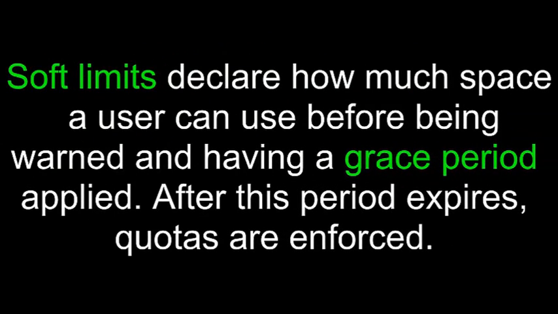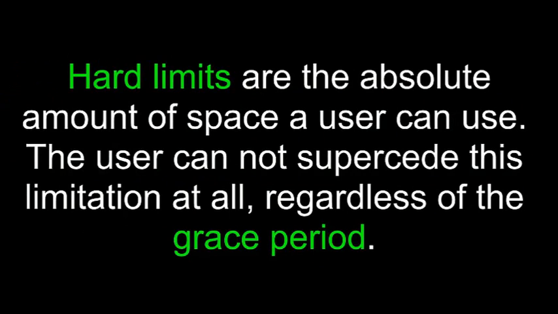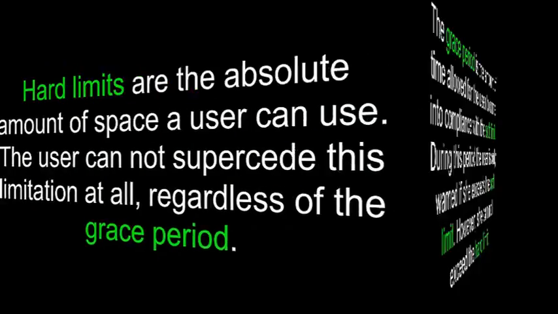Soft limits declare how much space a user can use before being warned and having a grace period applied. After this period expires, quotas are enforced. Hard limits are the absolute amount of space a user can use. The user cannot supersede this limitation at all, regardless of the grace period.